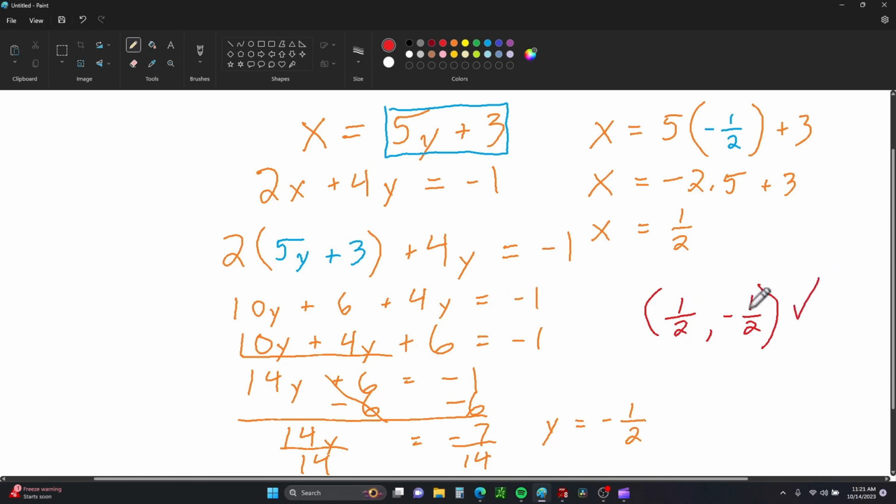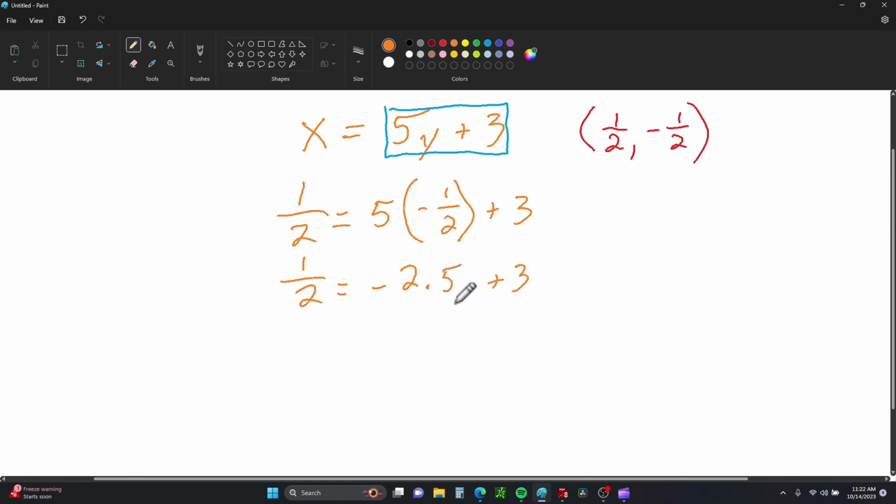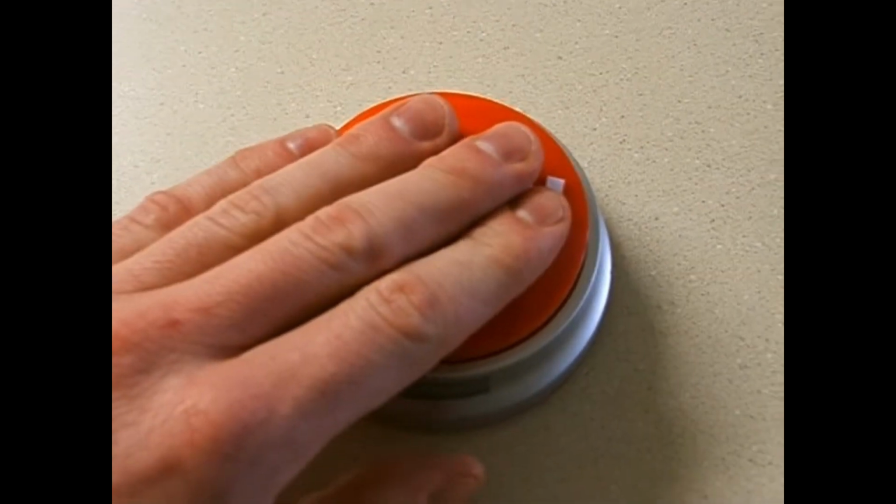To test this, I will take these values and plug them back into the original equation. So let's just check that real quick. Now substituting, I have 1/2 equals 5 times minus 1/2 plus 3. So 0.5 equals 0.5, and that checks out. So this solution is correct. That was easy.